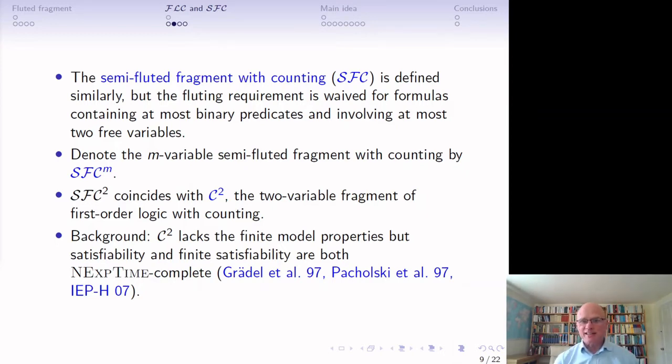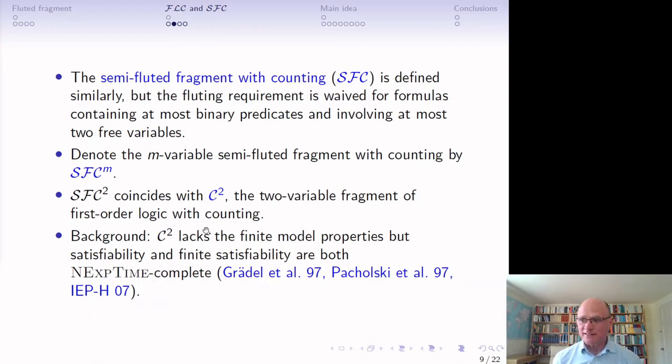We denote its m variable subfragment again with a superscript, and we remark that the 2 variable semi-fluted fragment with counting coincides with C2, the 2 variable fragment of first order logic with counting quantifiers. In other words, when you've only got 2 variables, there are no fluting restrictions at all. You can have the variables in any order you like. You can have repeated variables, no restrictions. So with just 2 variables, it's simply the logic known as C2.